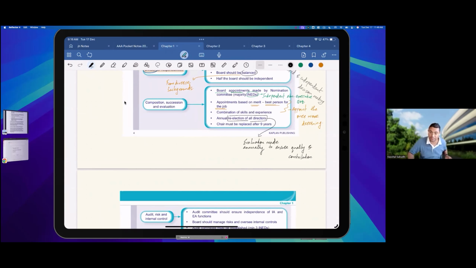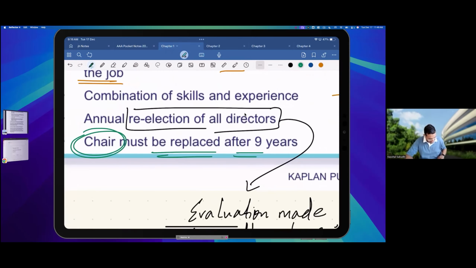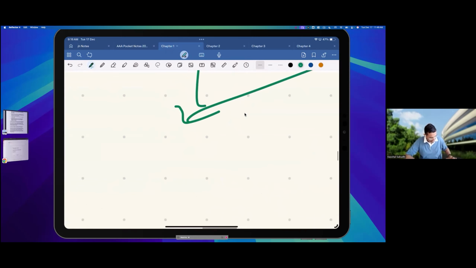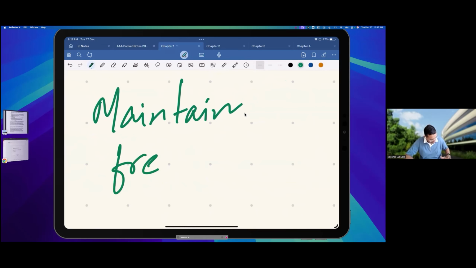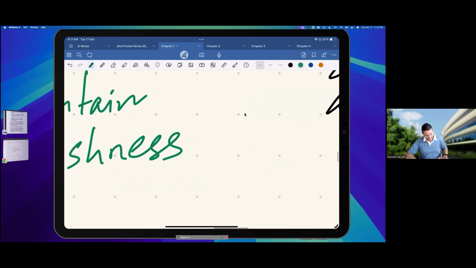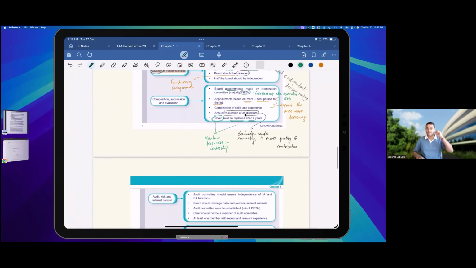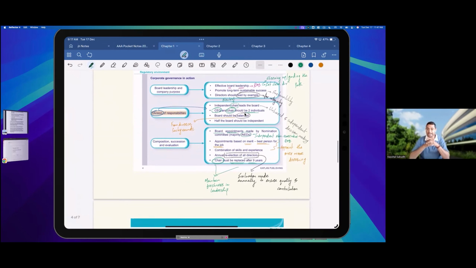Most important thing is that the chairman must step down, right? The chairperson must be replaced after 9 years in order to maintain a bit of freshness. So what does it mean? It means to maintain the freshness in the board, or freshness in the leadership, right? The chairperson must step down after 9 years, once in every 9 years. Just have to keep these things in your mind.